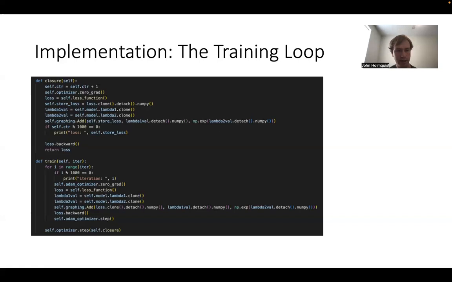You can see here that I'm keeping track of the loss values and the lambda values. Then I'm stepping the Adam optimizer. And then once that's done, I apply the L-BFGS optimizer, which is what this closure function is for, because the L-BFGS optimizer works a little bit differently than Adam.